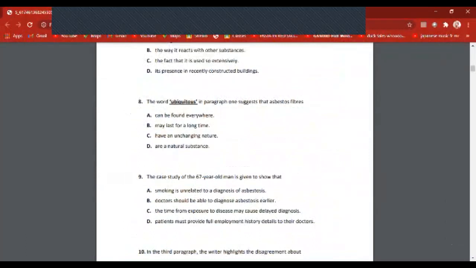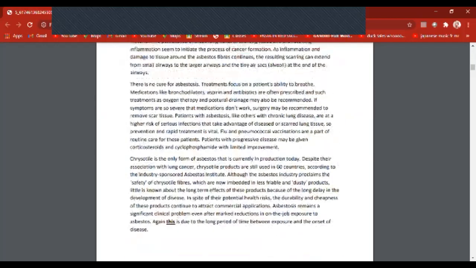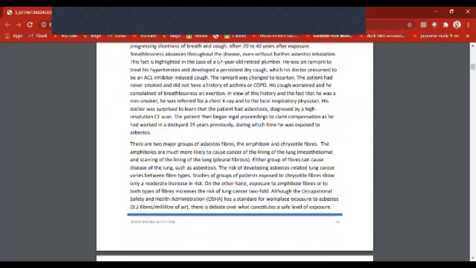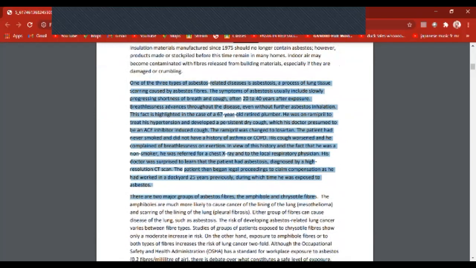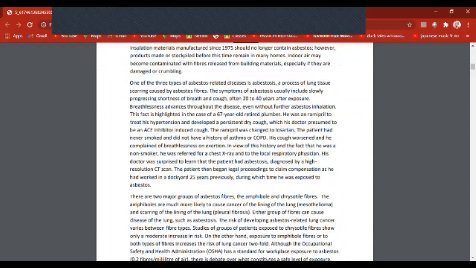But we have to see why this case study has been given. This is mentioned as a part of the paragraph. Our answer is the reason why they wanted to show this case study, right? So this is just one point. Is it all talking about smoking everywhere? No, it is not talking about it. We will read the case study and we'll come to know what is the main story.